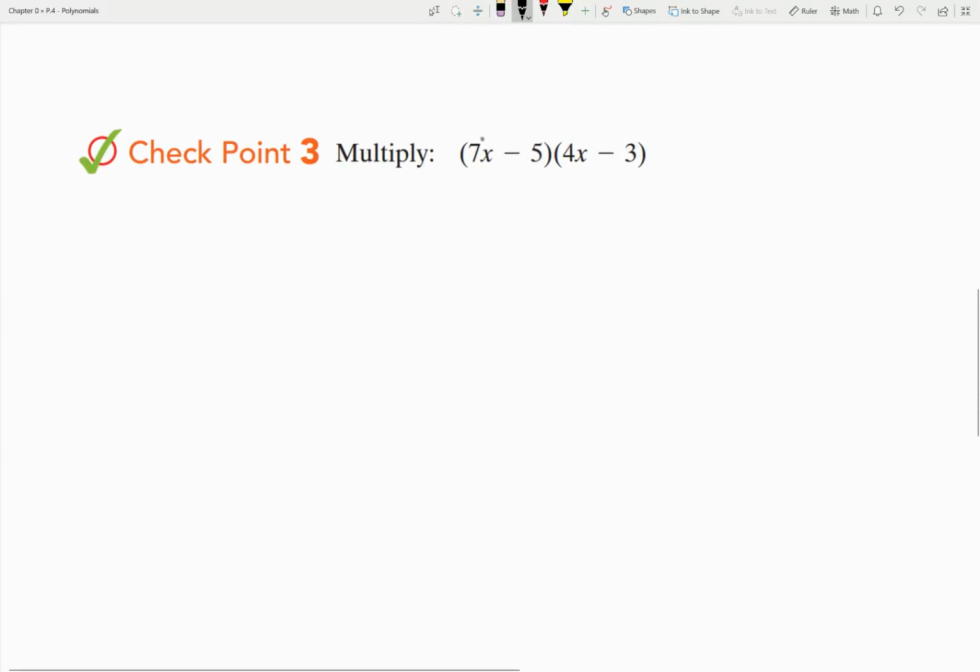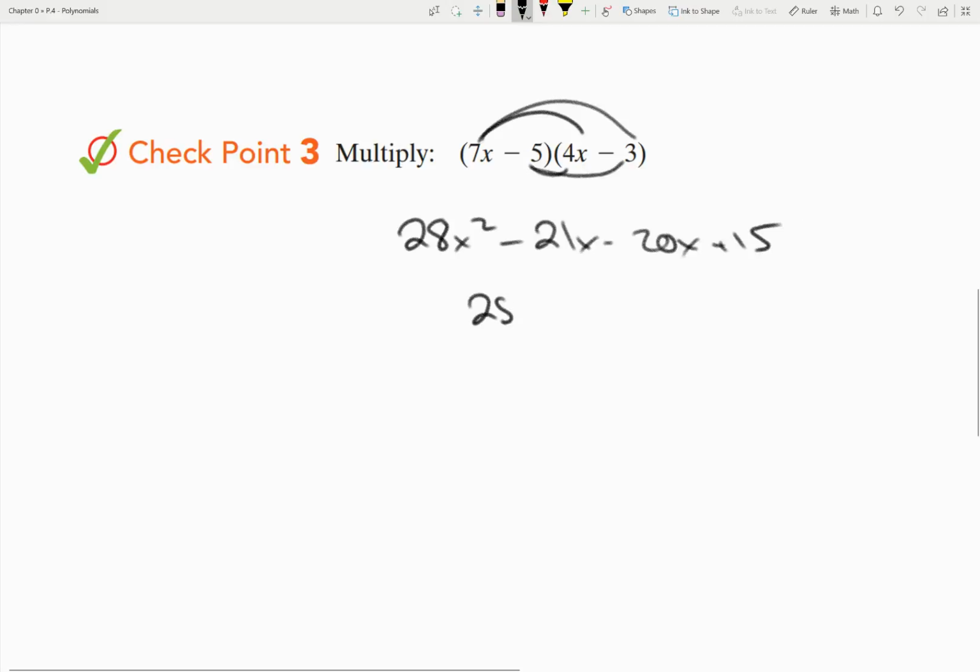All right, so we go. 7 times 4, 28x squared. 7x minus 3, negative 21x. Minus 20x. Negative times a negative on my last term is a positive 15. Combine the middle terms, give me 28x squared minus 41x plus 15. And I don't have that answer, but it looks right.